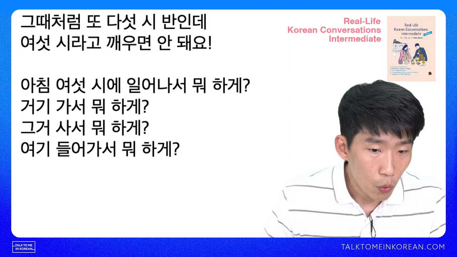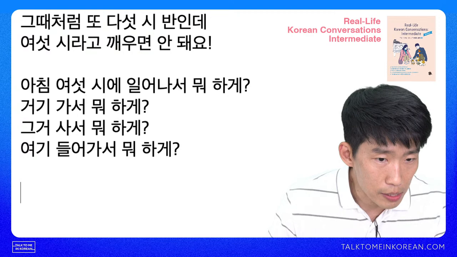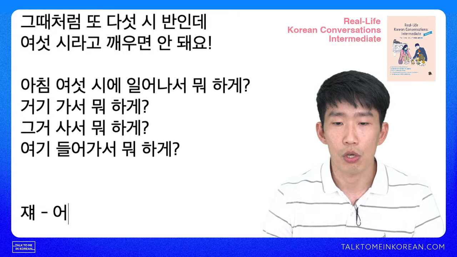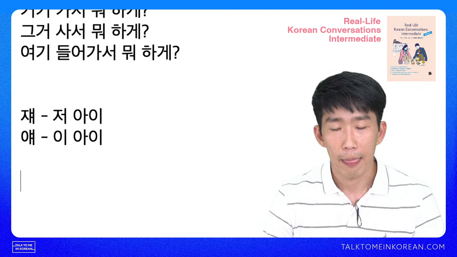Okay, so I see a question. I'm not sure where it is right now, but I see a question about 제. So, yeah, 제 is actually short for 저 아이. 얘 is 이 아이. So, 아이 is child, kid, and it's the same as 애.